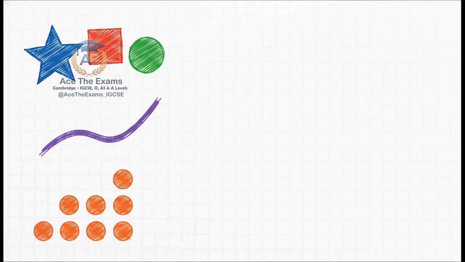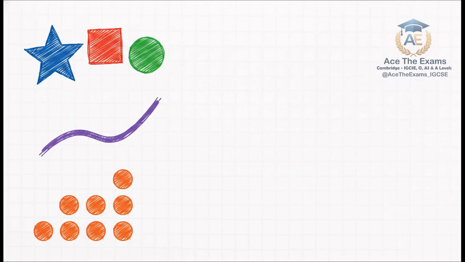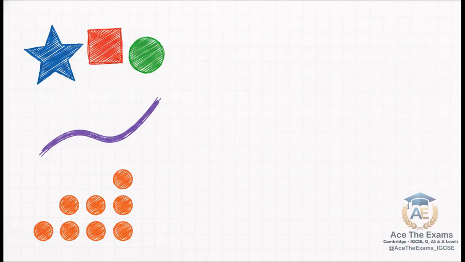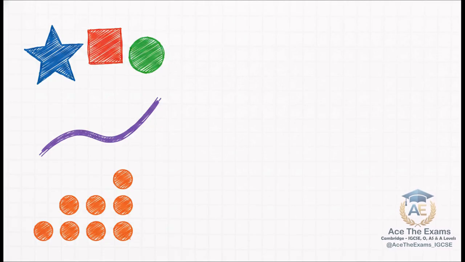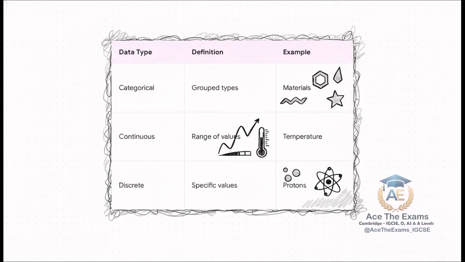To design top-tier tables and graphs, you must master the 3 core types of data: categorical, continuous, and discrete. Your measurement techniques and even how you categorize information depend entirely on understanding which of these 3 you're dealing with. Let's break down how this translates into actual, practical exam knowledge. Spotting the precise difference here is absolutely crucial.